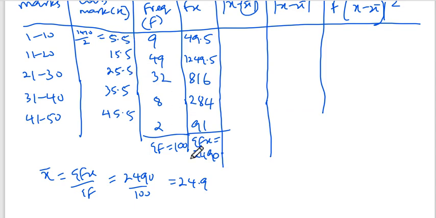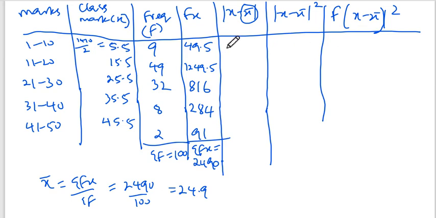So 5.5 minus 24.9, that's minus 19.4. But you're not writing the minus. Take note, you're not writing the minus. So this becomes 19.4. 15.5 minus 24.9, 9.4. 25.5 minus that gives us 0.6. 35.5 minus 24.9, that's 10.6. Then 45.5 minus 24.9, 20.6.